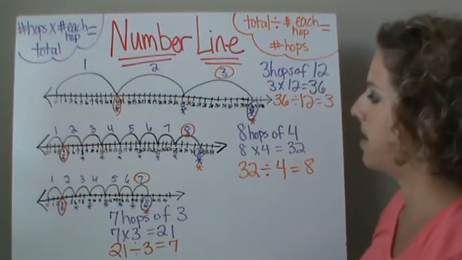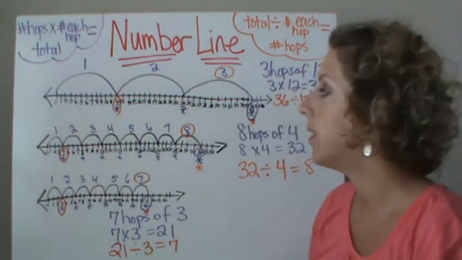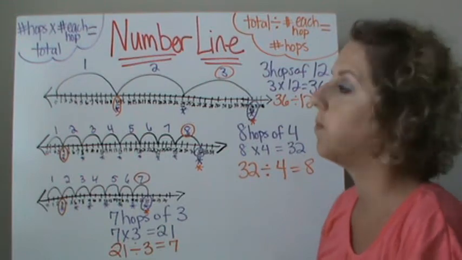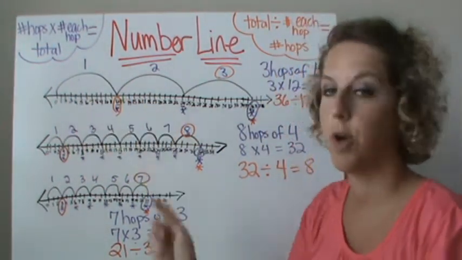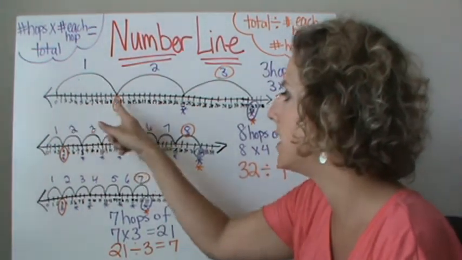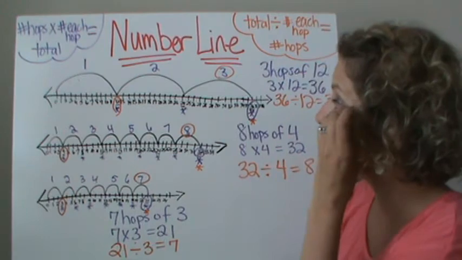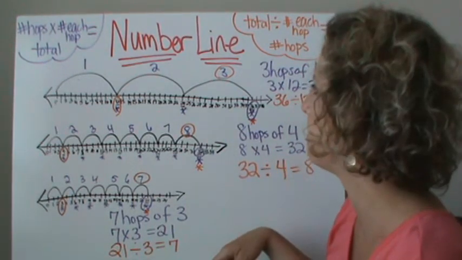The last model we're going to look at is the number line model. When we're using a number line, you want to make sure each little teeny line is perfectly spaced out. And you want to make sure that you haven't skipped any numbers because it would throw off your data. It would throw off your number line.